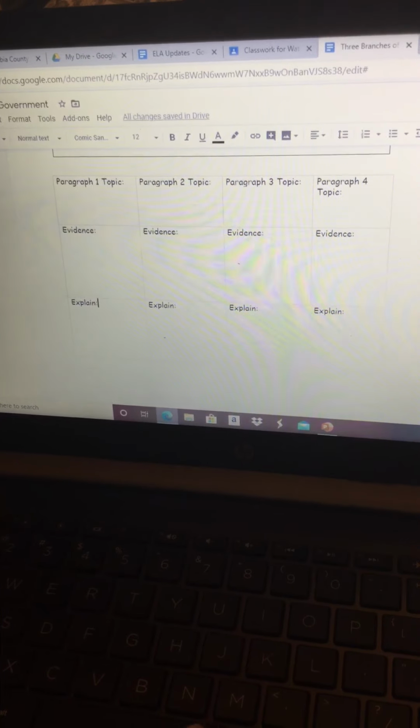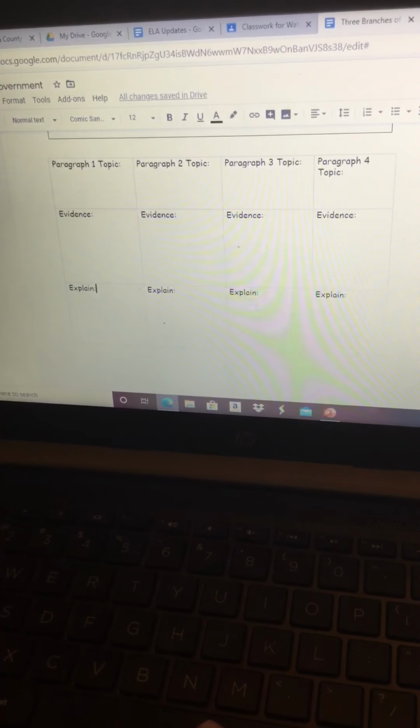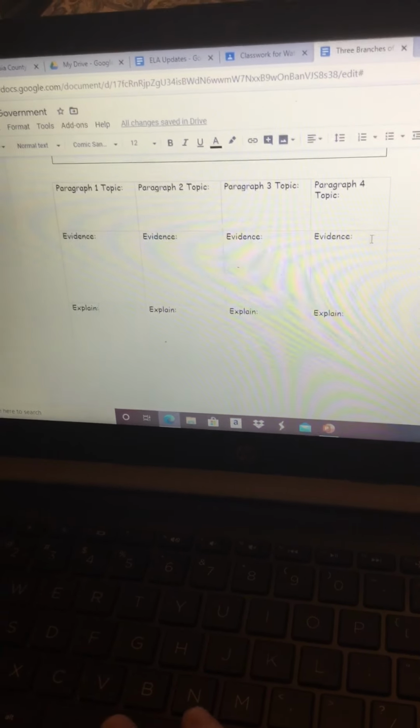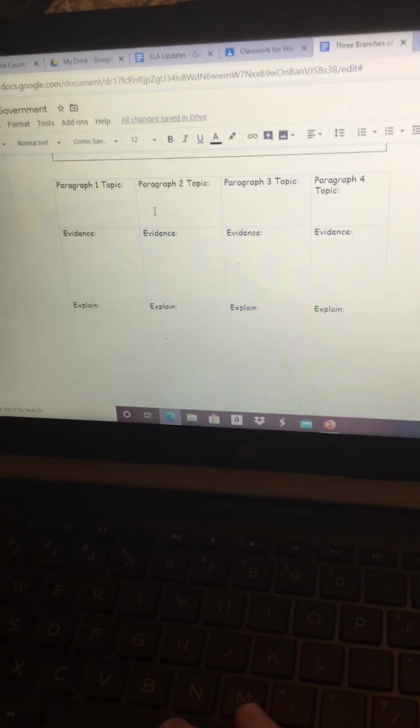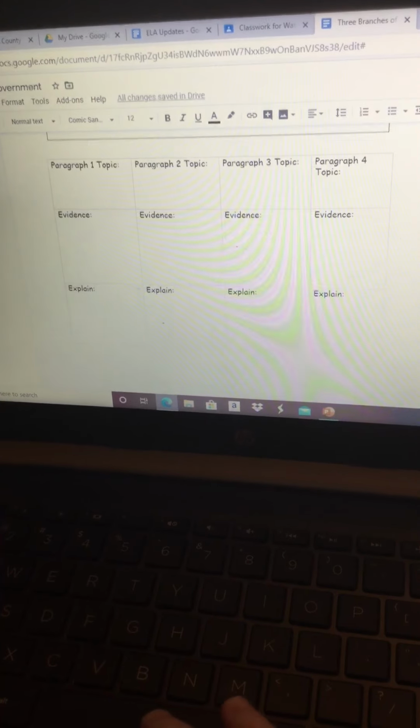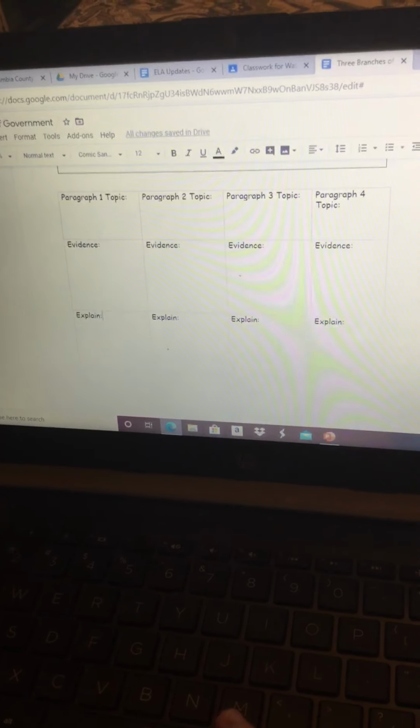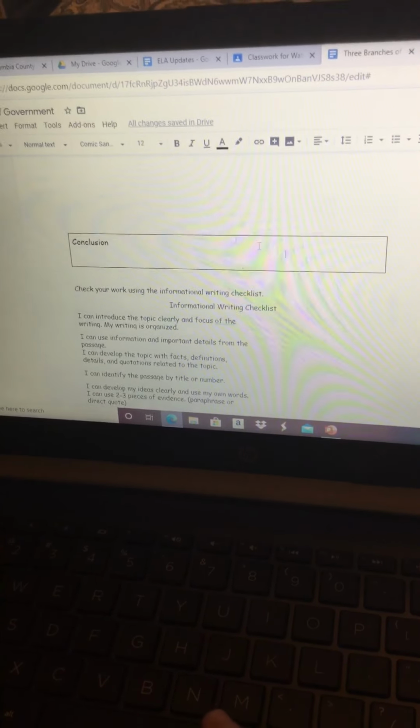So this graphic organizer is just to help them organize their writing, what their paragraphs are going to be about. You do not have to have 4 body paragraphs. Like I said, you could have 2 or you can have 4. It's really about how your child decides to organize the writing. And then they're going to work on their conclusion.